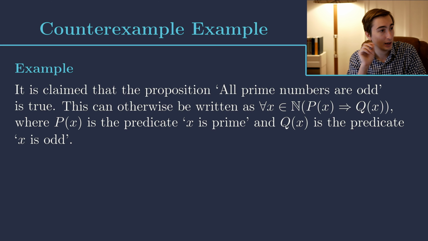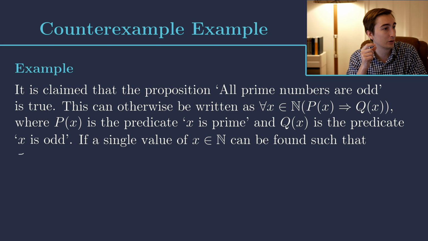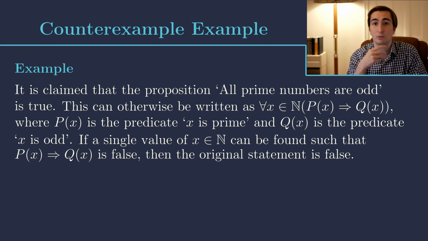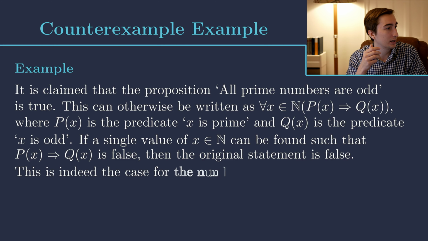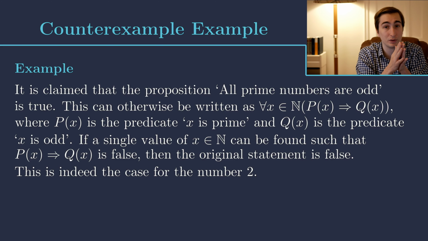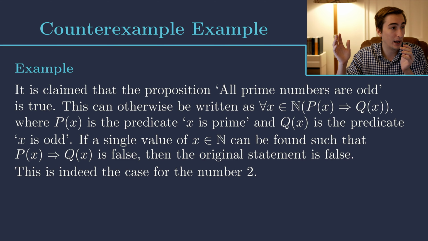So that's saying that if we've got the case when x is prime, then it necessarily must be odd. So if we can find a single counterexample, a single value of x such that this is false, then the original statement was false, it wasn't true. So what is a value for which this is the case? Well, this is the case for the number 2, because you might actually think that this thing is true, but if you look, number 2 is an example of a number that is prime, but it is not odd.